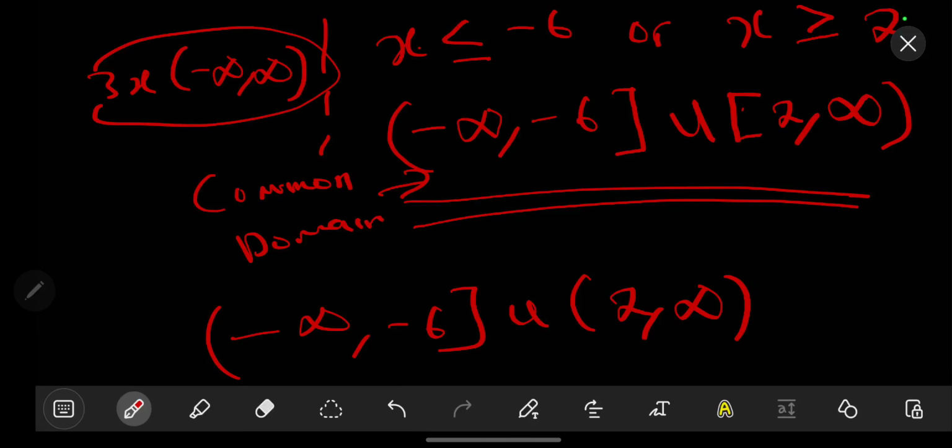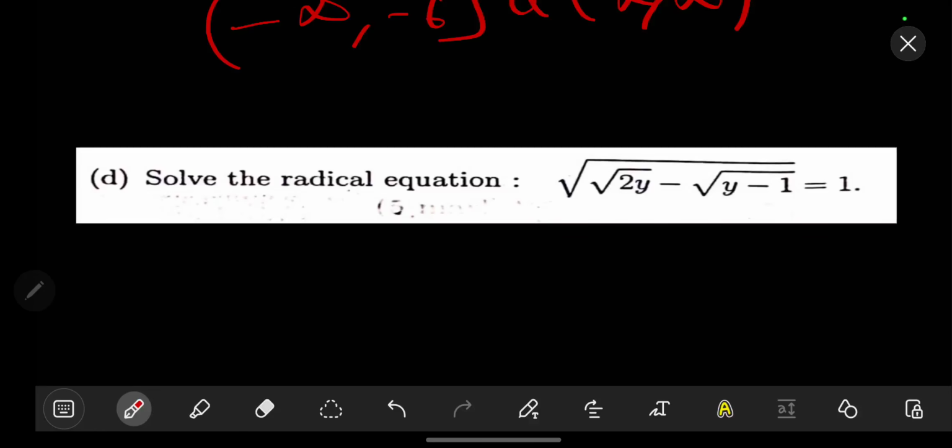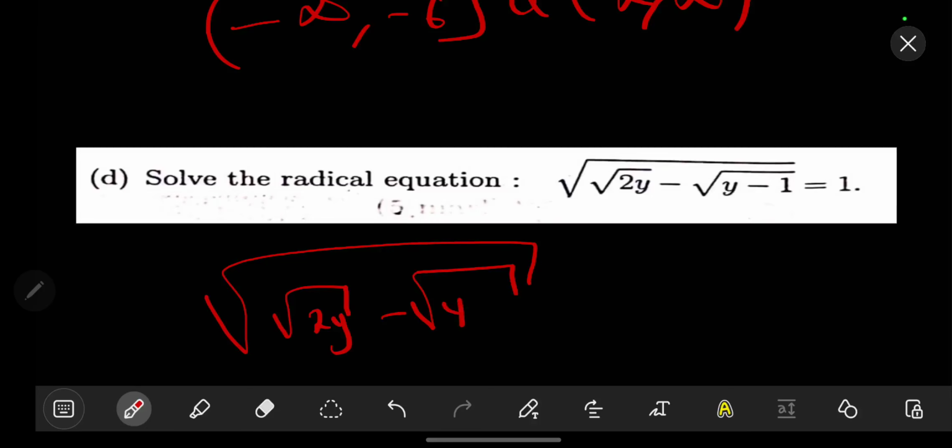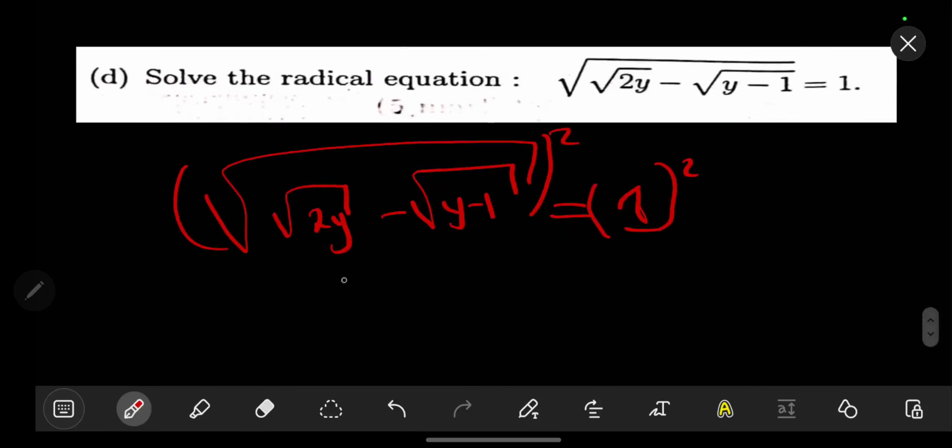Let's move on to our next question. We are just remaining with 2 questions. So we have solved the radical. We have the square root of 2y, then minus the square root of y minus 1 should be equal to 1. So what we are going to do is square both sides. Then we are going to remain with this one and this one goes.